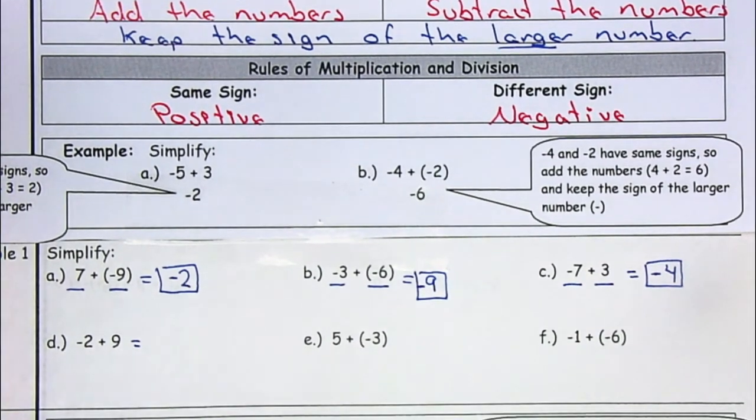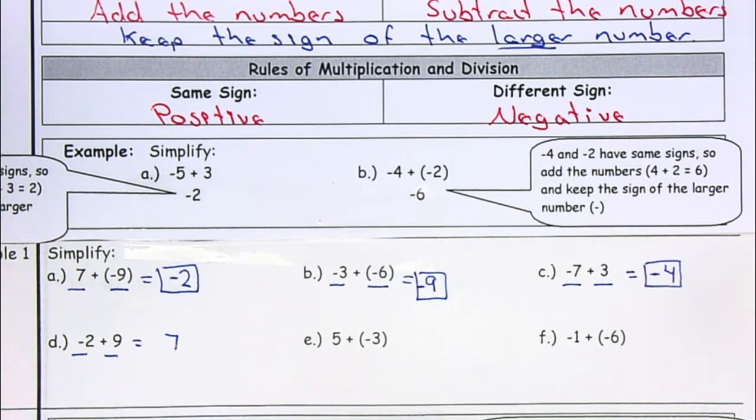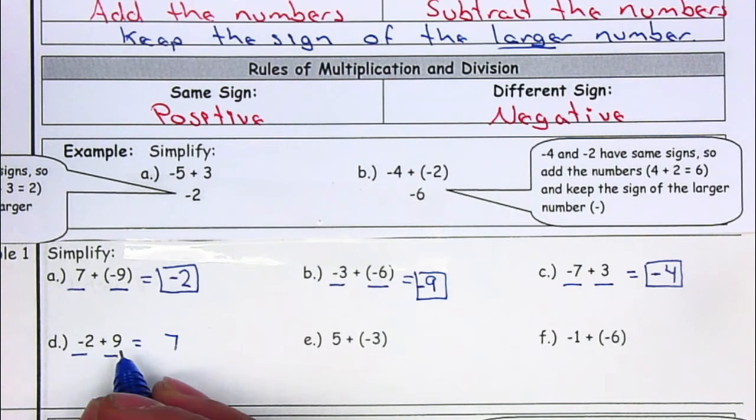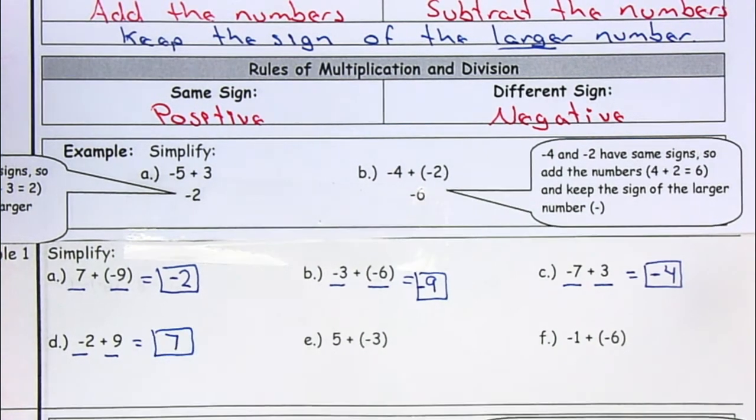For letter D, they have different signs, so we are going to subtract. That'll give us a 7. And we're going to keep the sign of the bigger number. The 9 is bigger and it's a positive. So it'll be positive 7.